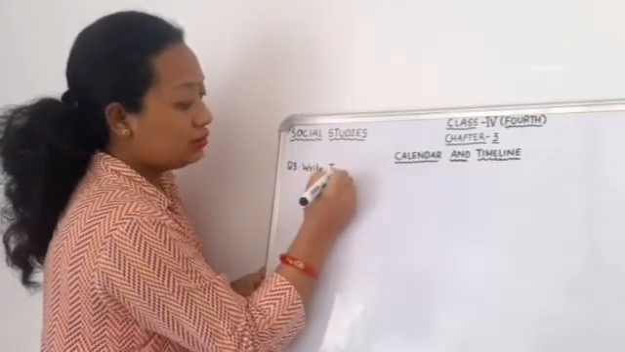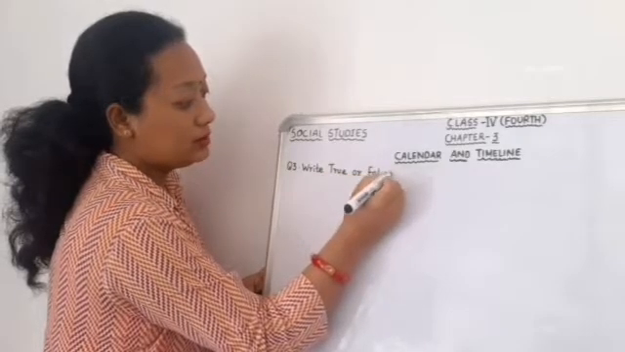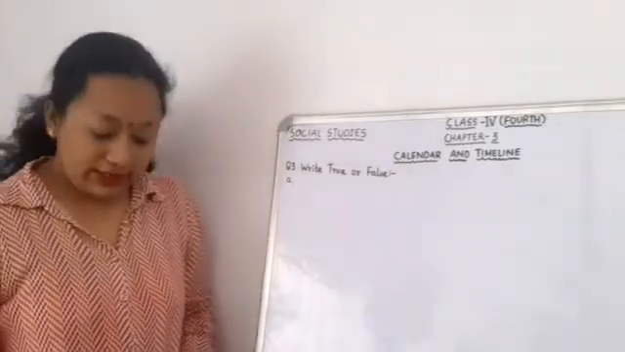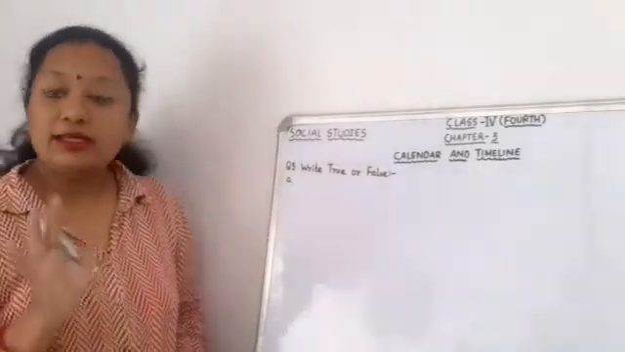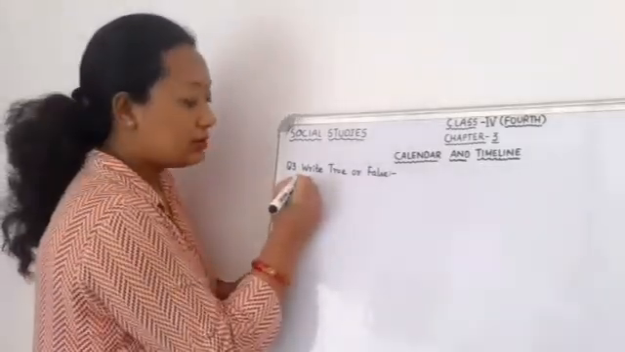Then your question number 3 is, write true or false. The first one is, the Saka calendar is not divided into months. Is the Saka calendar not divided into months? No, it is divided into months. So it is false.